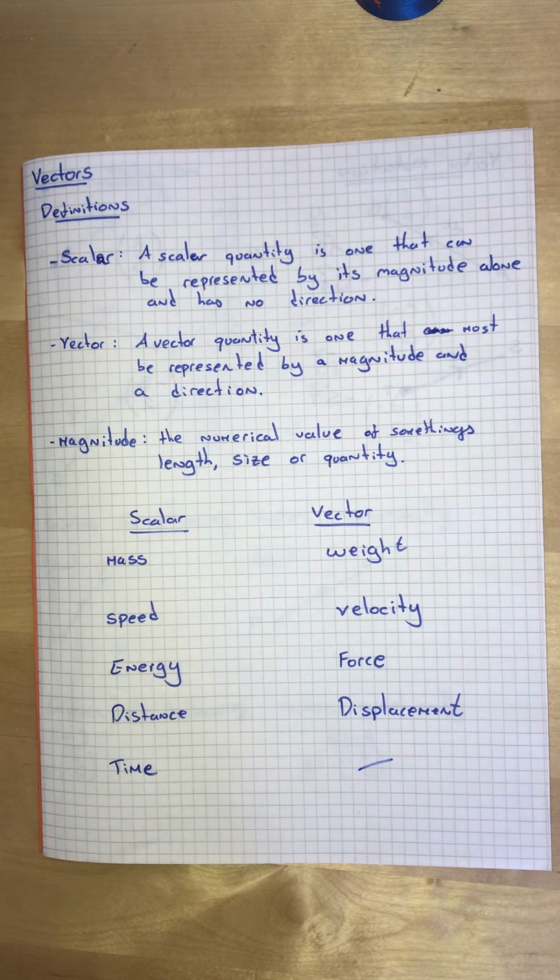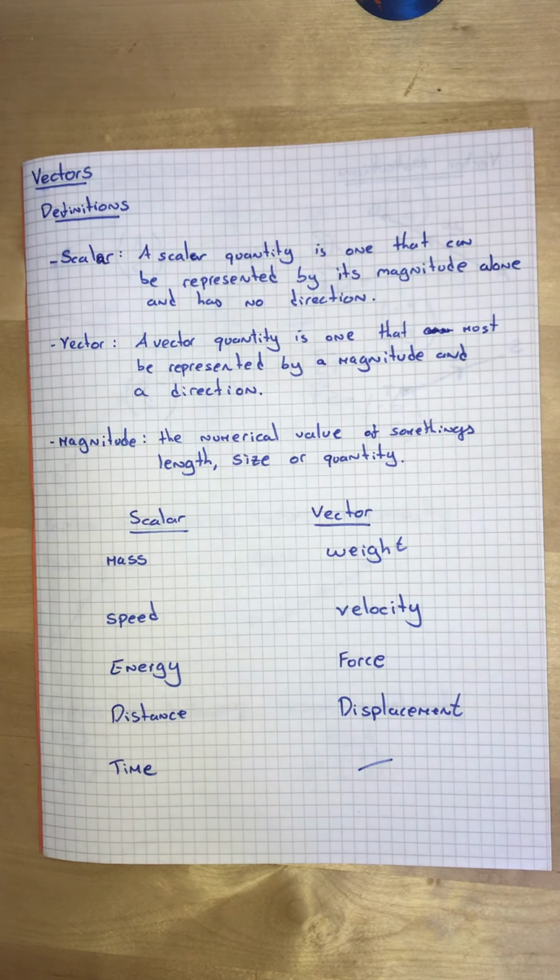Scalar is another word we're going to learn today. Scalar is a quantity that can be represented by magnitude alone. And we see here, I've defined magnitude as well. Magnitude is the numerical value of something's length, size, or quantity. So in quick ways, magnitude is its size. So a scalar is a quantity that only has a magnitude. Okay, so it's just a quantity, whereas a vector has a magnitude, but it's also got a direction. So it's got a route.